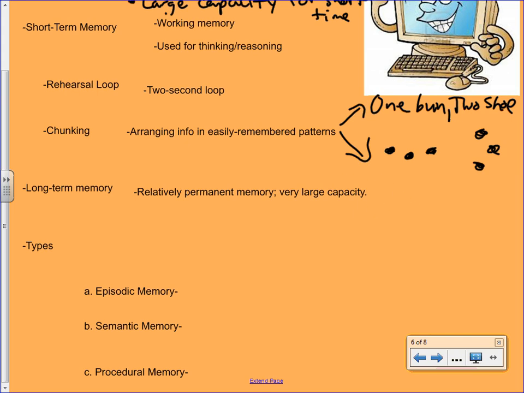So our long-term memory is a relatively permanent memory. It's where we store most of the most important skills that we have, the most important events, facts, procedural knowledge. It's a very large capacity. Our brain has a very large capacity for memory. Depending on the person, obviously that will differ, but in general, our brains can remember an extraordinarily large amount of information. Within our long-term memory, there's 3 different types of memory.